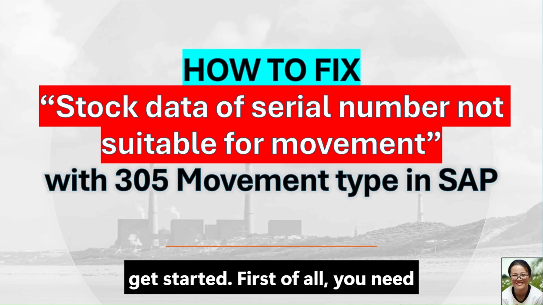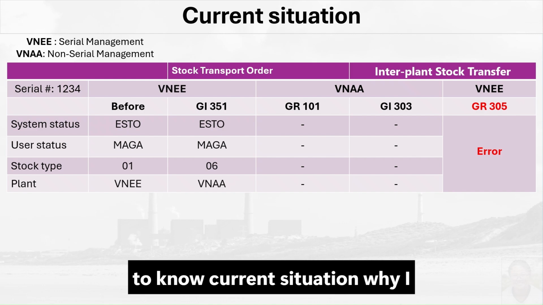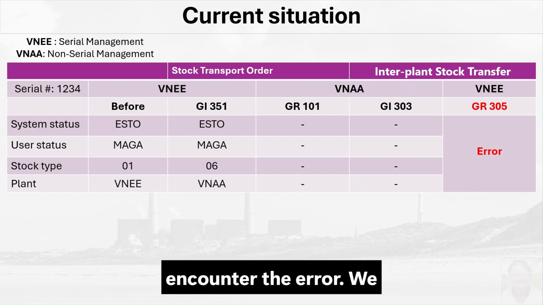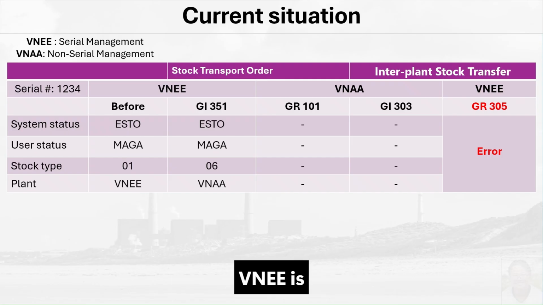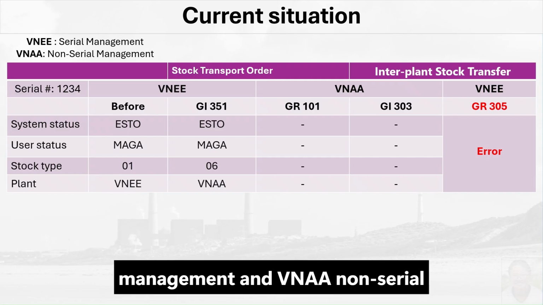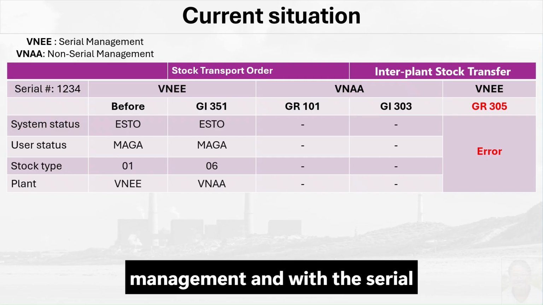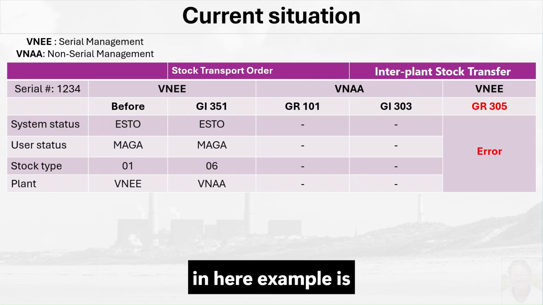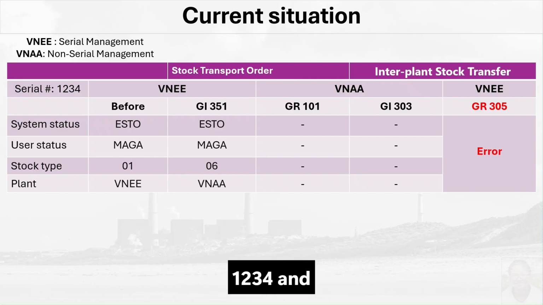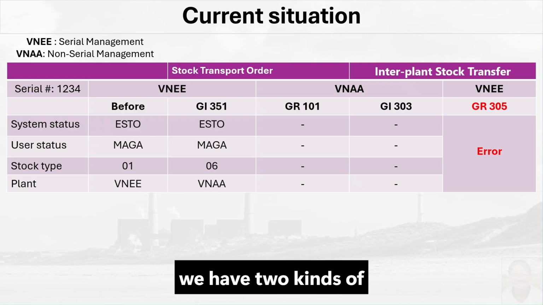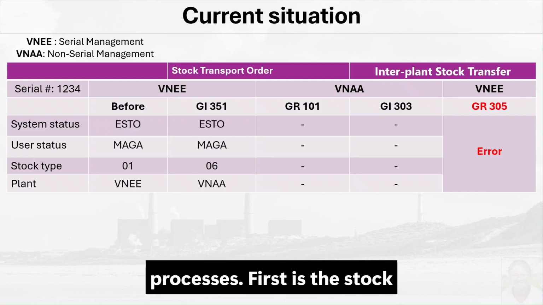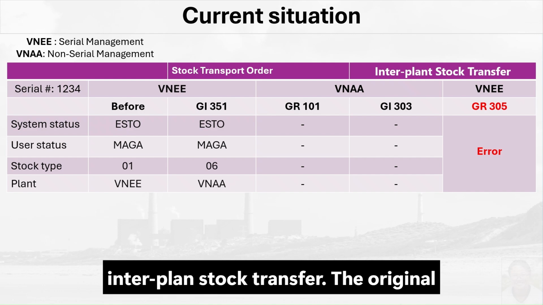Let's get started. First of all, you need to know the current situation, why I encounter the error. We have two plants. The plant VNEE is serial management and VNAA is non-serial management. And with the serial in here, example is 1, 2, 3, 4, and we have two kinds of process. First is the stop transport order and second is interplan stop transfer.